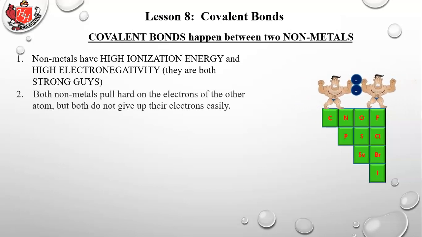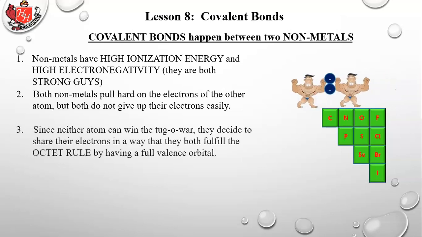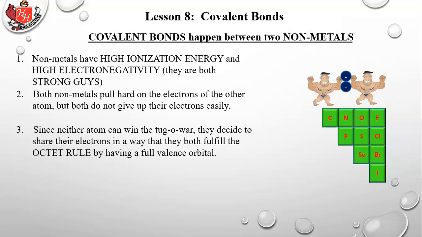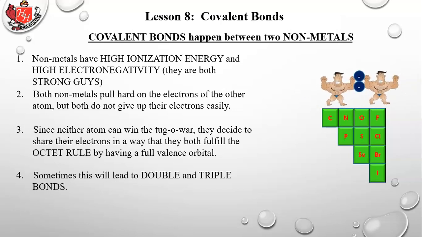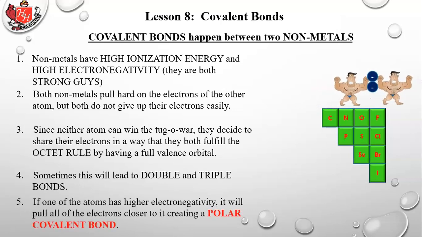So they're strong guys. Both nonmetals pull hard on the electrons of the other atom, but both do not give up their electrons easily. Since neither atom can win the tug of war, they decide to share electrons in a way that they both fulfill the octet rule by having a full valence orbital. Sometimes this will lead to double and triple bonds. We'll talk about that shortly.